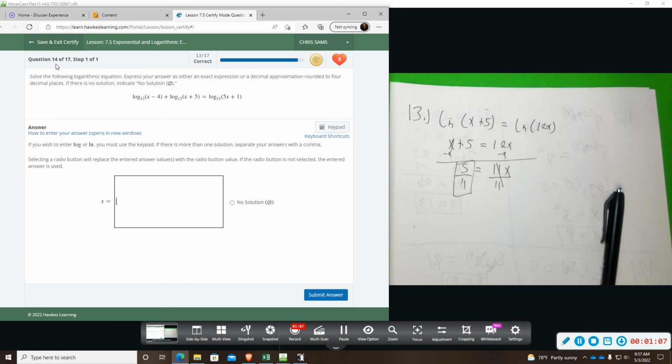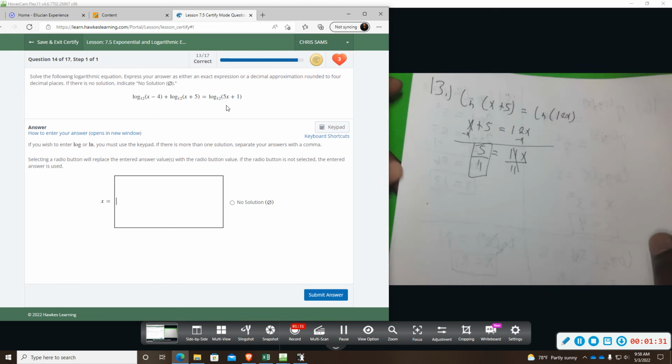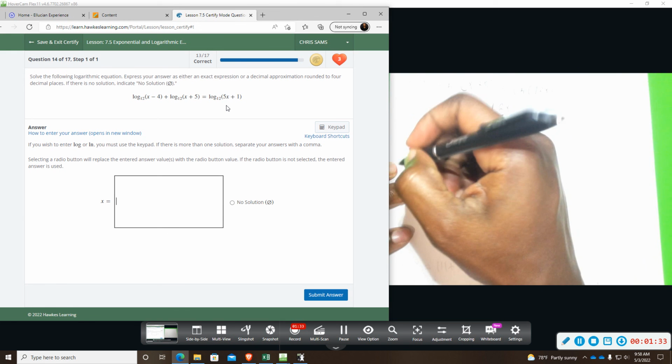All right, number 14. So what I'm going to do, I'm going to go ahead and use the property of log. So I see that we're adding. I see that the base is the same. So I'm going to write one log with this x minus 4 being multiplied to the x plus 5. And then on the right side, I'm going to leave the log base 12 of 5x as it is. Okay, so I'm going to go ahead and use the property as I write down the problem.